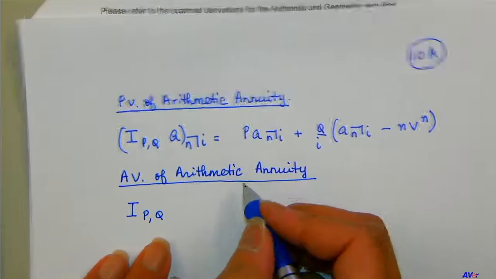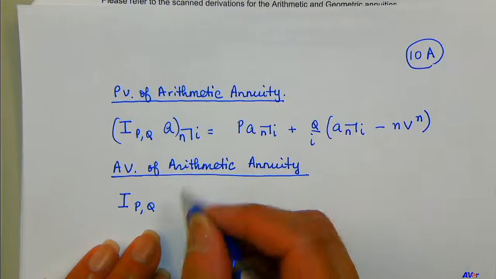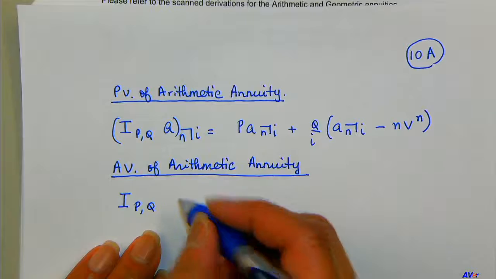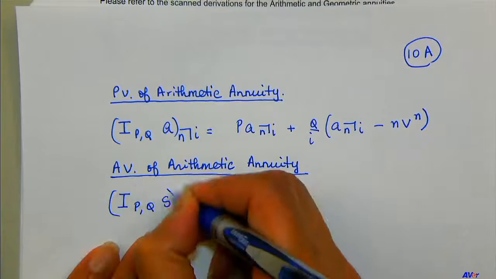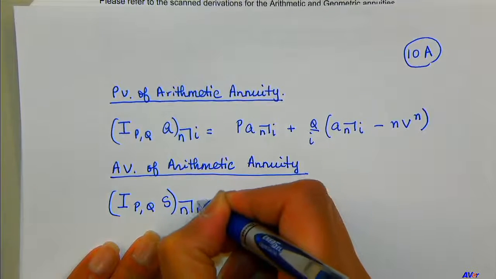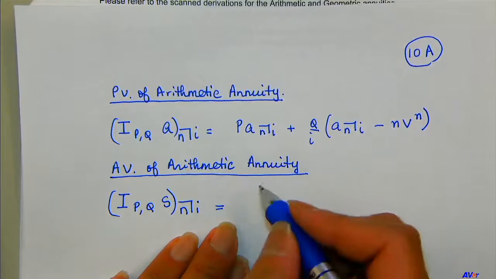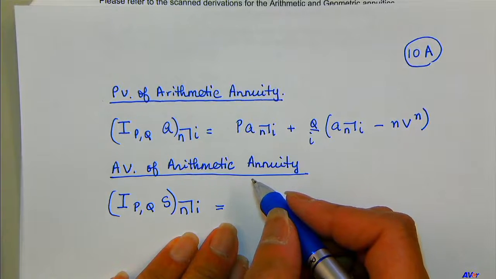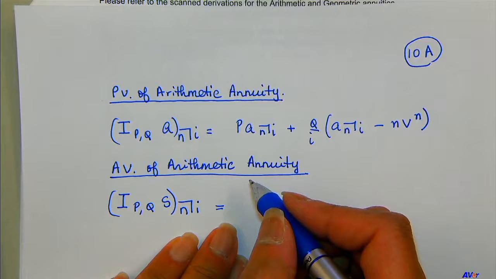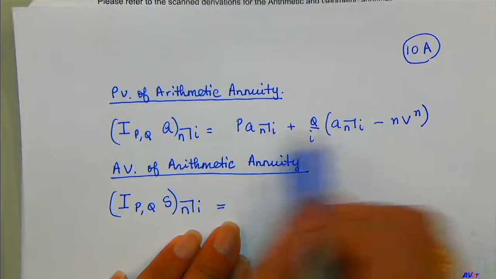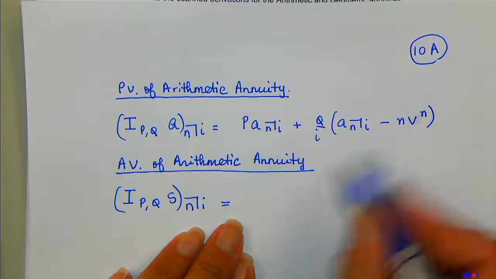P Q, not A, but what do you think it would be if not A? S angle N I equals. Now remember what I was telling you, that the accumulated value is obtained by multiplying this one by 1 plus I to the N. So I'm going to do that.